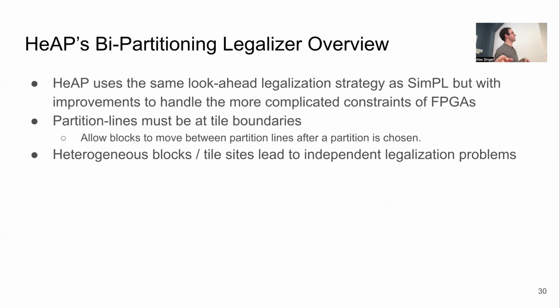The problem is not a negative here. We can do independent legalization problems. It's not a negative. And how they solve this is locking down different block types during global placement. Any questions on HeAP? It's a very cool approach, and it was very early.